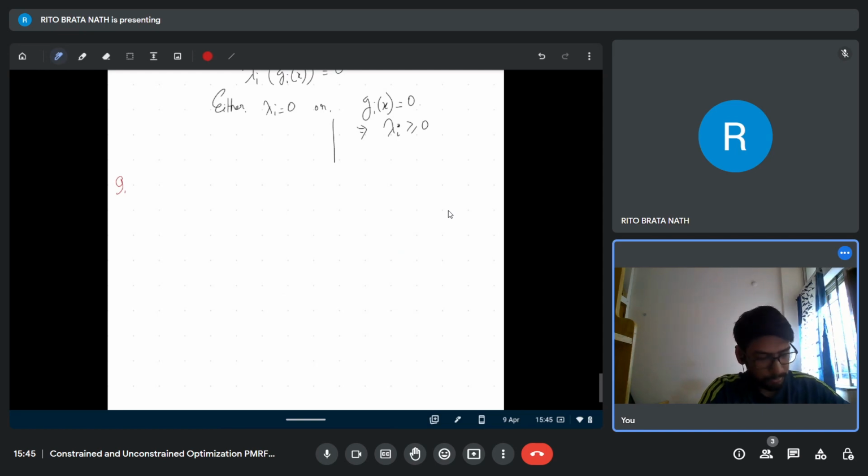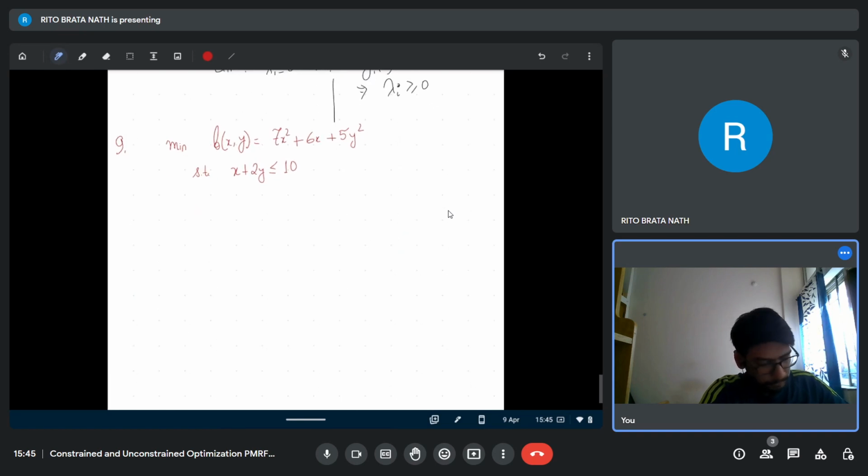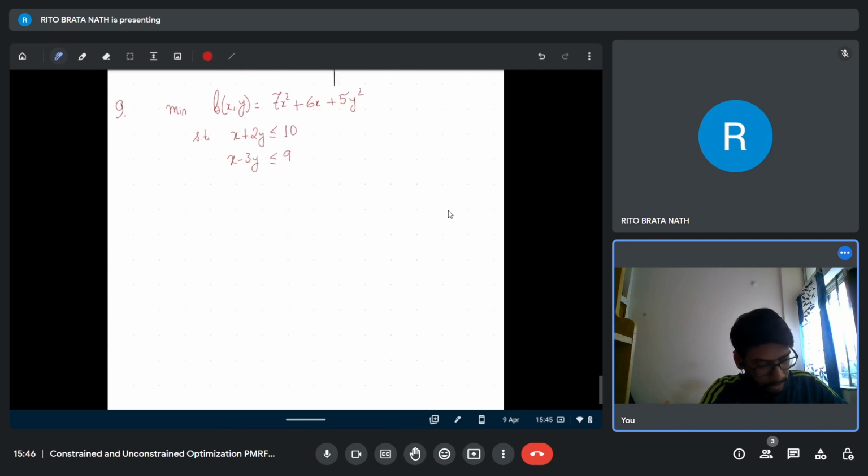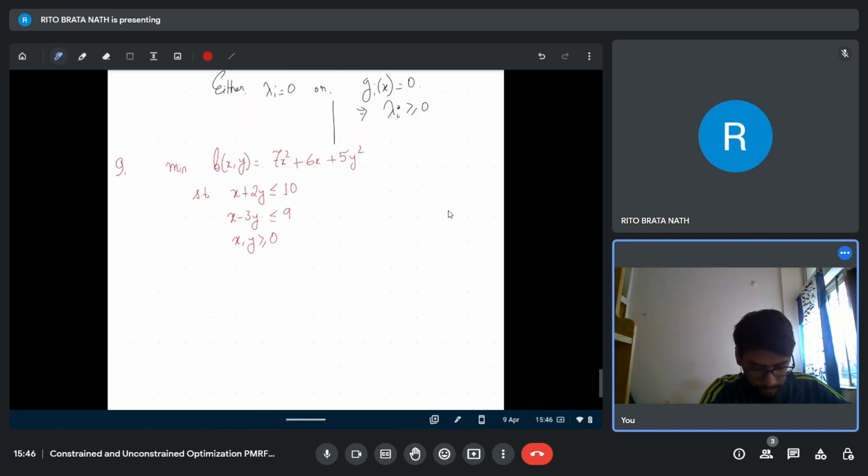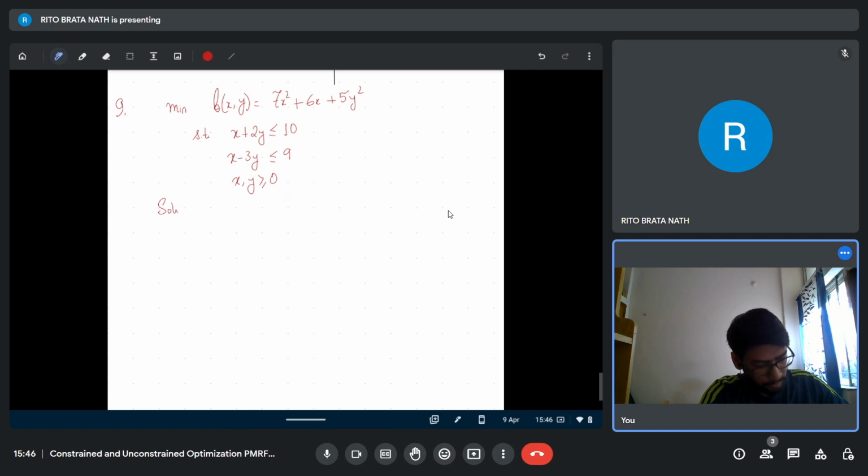Okay, the ninth problem is minimization of f(x, y) = 7x squared plus 6x plus 5y squared, subject to x plus 2y less than or equal to 10, x minus 3y less than or equal to 9, and x, y greater than or equal to 0. Solve the above optimization problem.